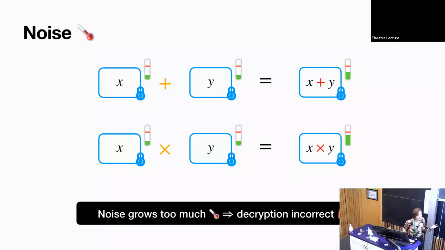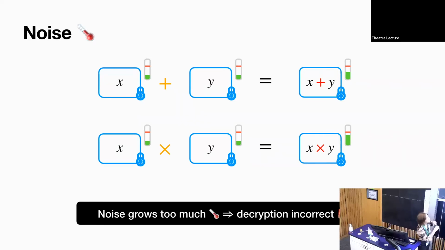And again, if it grows too much, the decryption is incorrect. So there are 2 ways to overcome this problem. I mean, before Gentry, just one way, after Gentry, another one. So if you know the number of operations you wanna evaluate homomorphically, what you can do is set up your parameters large enough in order to fit enough operations in the noise thermometer.